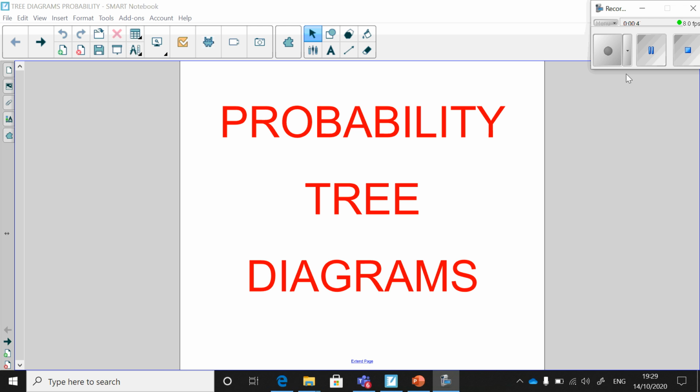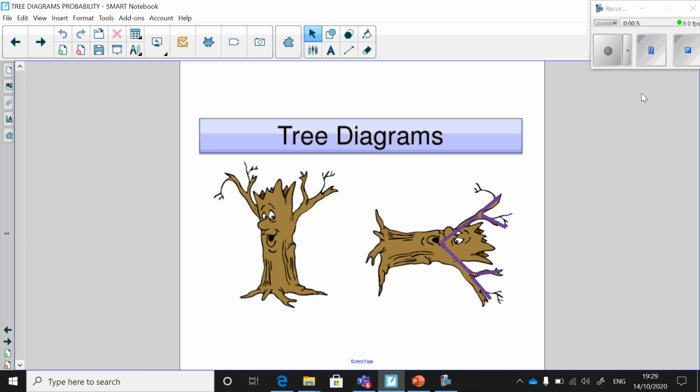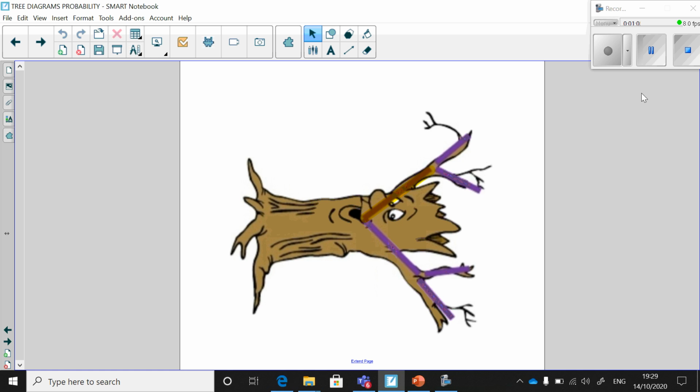And so probability tree diagrams are actually a good method that we can use, as I say, to illustrate them. So there you go, tree diagrams. What do they mean by that? Well, we're looking at branches.